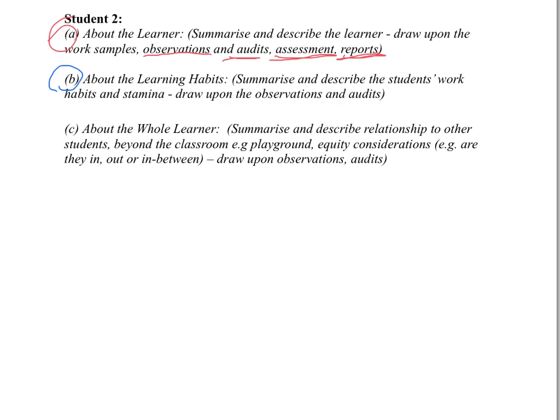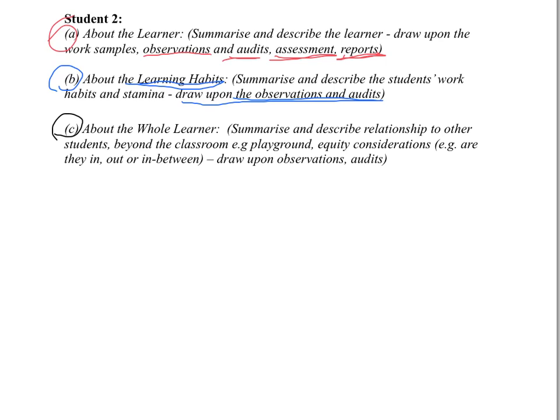Section B focuses on the learning habits of your particular learner. What's their stamina like? How long can they retain focus and be on task? How easily distracted might they be? How well do they work in groups, or do they not work well in groups? How much of a perfectionist might your student be? Or perhaps your student might be quite slapdash where near enough is good enough. Try and identify their particular learning habits, once again, drawing upon your observations and audits to give you evidence of their approaches to learning.